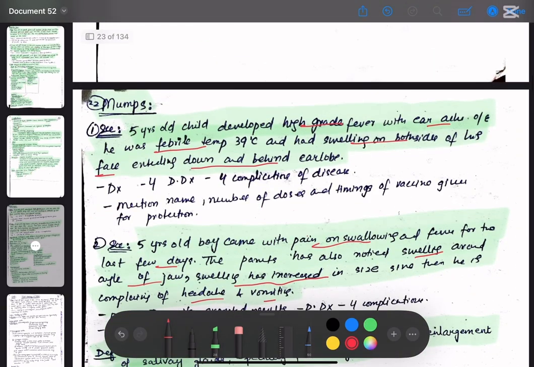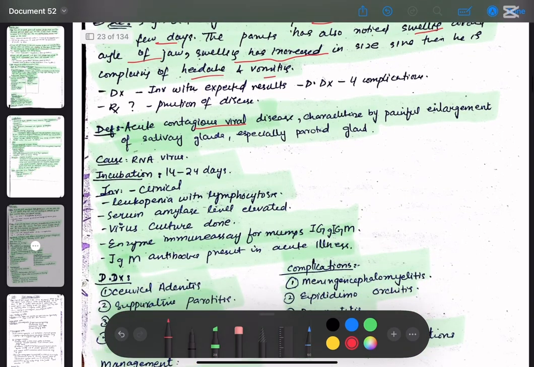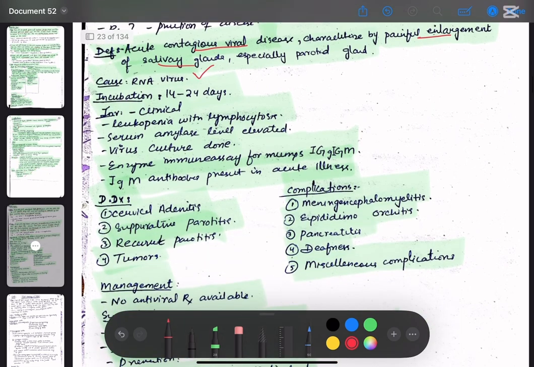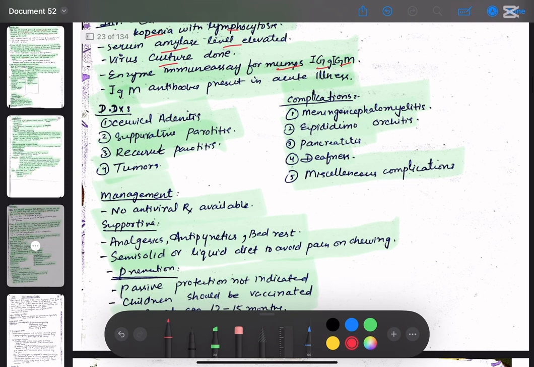We have the clinical features of high grade fever and swelling on both sides. It is an acute contagious viral disease, characterized by painful enlargement of the salivary glands, caused by an RNA virus, and the incubation period is 14 to 24 days. The investigations are leukopenia with lymphocytosis, elevated serum amylase level, virus culture, and enzyme immunoassay for mumps, that is IgG and IgM. The differential diagnoses are cervical adenitis, suppurative parotitis, and recurrent parotitis.